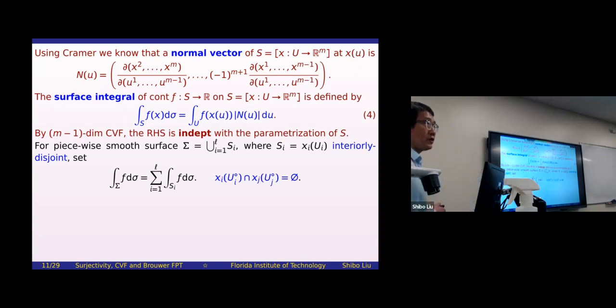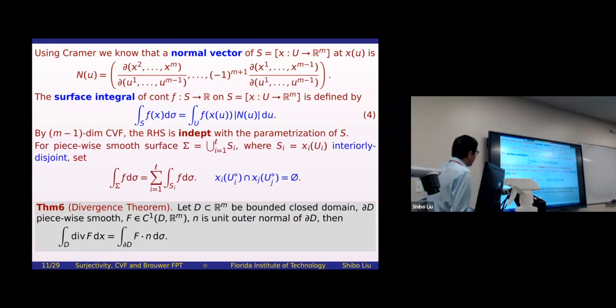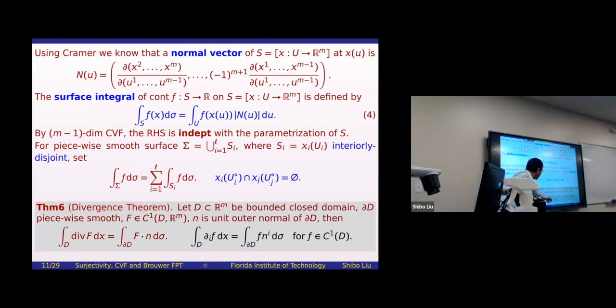Once you introduce the surface integral, it is not difficult to prove the divergence theorem, saying that if B is a good domain, the boundary is piecewise smooth, and the capital F is a say C^1 vector field, then the volume integral of the divergence over the domain equals the surface integral of the dot product of the vector field with the unit outward normal n. That is the divergence theorem. In particular, you also have this equation. If you take the capital F whose i-th component is the small f, and the other components are zero, then this equality reduces to that equality. These are what we need to prove our n-dimensional changing variable theorem.